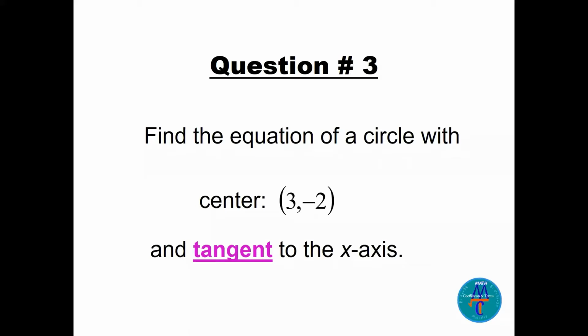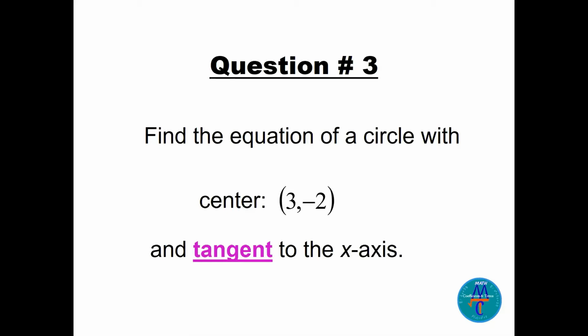Now let's have a look at question number 3. Find the equation of a circle with the center 3, minus 2 and tangent to the x-axis. So given the center h, k, remember, I gave you one slide about tangent to the x-axis, tangent to the y-axis, tangent to both. You can go and check.